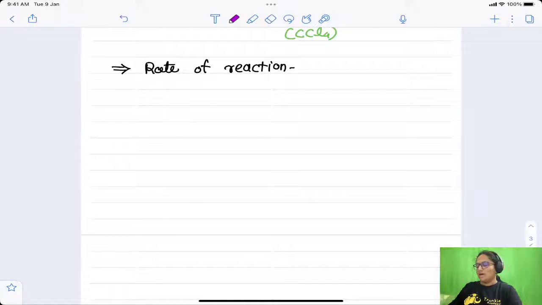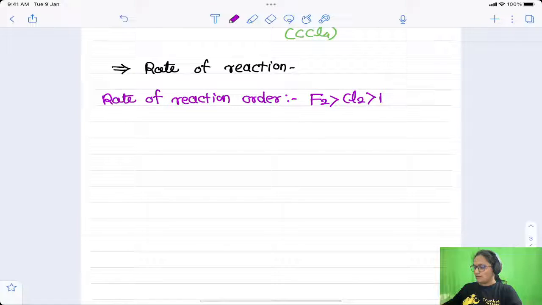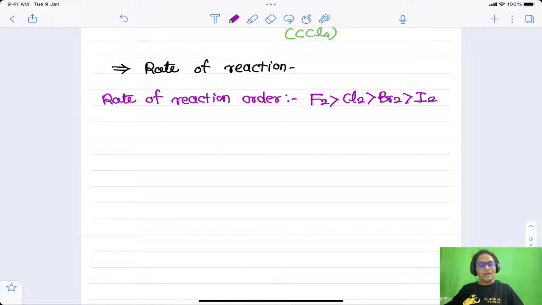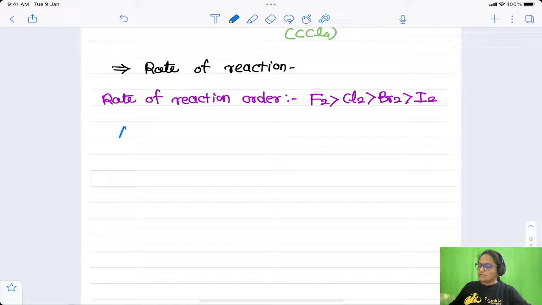So for the halogens, the order of the rate of reaction is: fluorine is the most reactive, then chlorine, then bromine, then iodine. This is the rate of reaction for the halogens. Then, if I am talking about alkanes, the rate of reactions for alkanes.